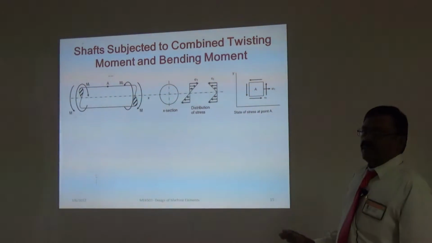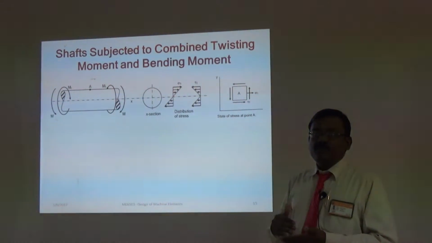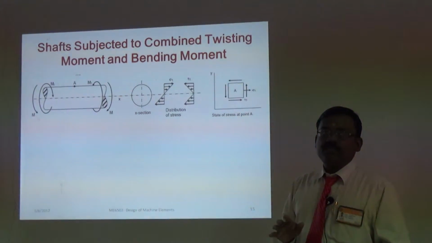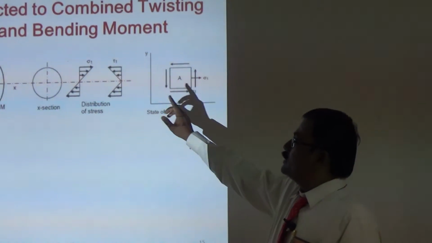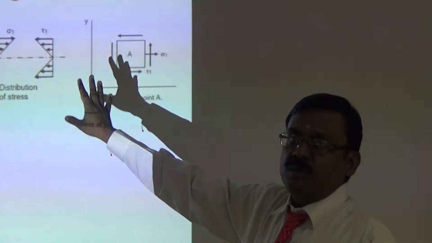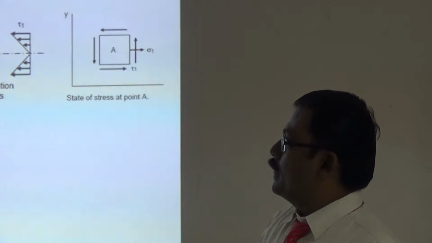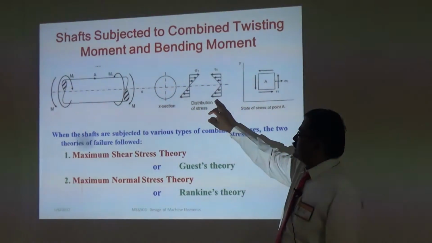In any practical situation, if you take a shaft which is used in machineries, it will be subjected to both bending moment as well as twisting moment. So, suppose you have a shaft subjected to combined twisting moment and bending moment, how do we design that? In that case the shaft is subjected to both bending stress as well as shear stress.